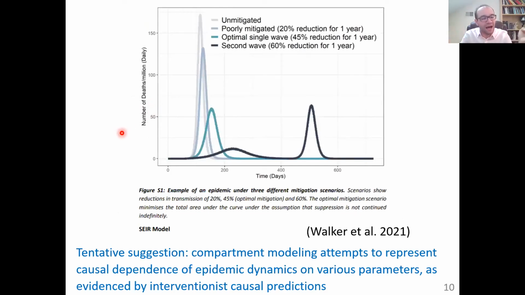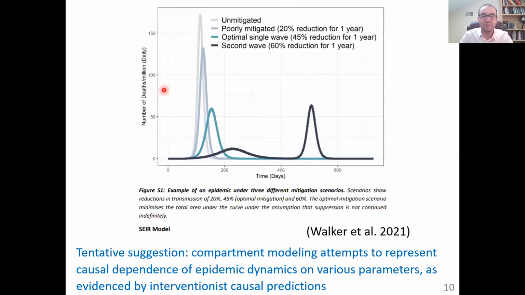And I think this is exactly how these compartment models have been treated by many modelers over the world, as models that are available to us for producing certain manipulations in order to make causal predictions about the results of interventions. On the basis that these kinds of manipulations tell us about causal dependencies via the right kind of counterfactual dependencies and relationships, I think we can consider these models to be causal models. So in summary, my tentative suggestion is that compartment modeling attempts to represent causal dependence of epidemic dynamics on various parameters. And the chief evidence that they're used this way is that modelers have intervened on these models, manipulating parameters in order to generate causal predictions.